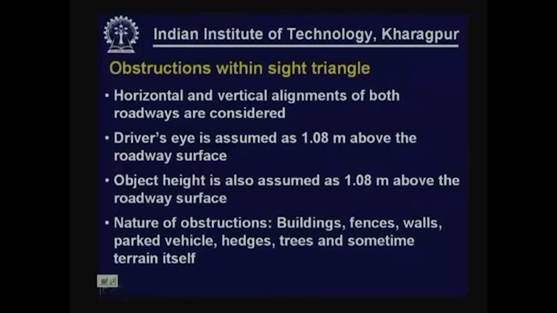What could be the nature of obstructions? It could be buildings, fences, walls, it could be parked vehicles, trees, or sometimes even the terrain itself. The terrain profile could be such that it will cause obstruction to the line of sight.